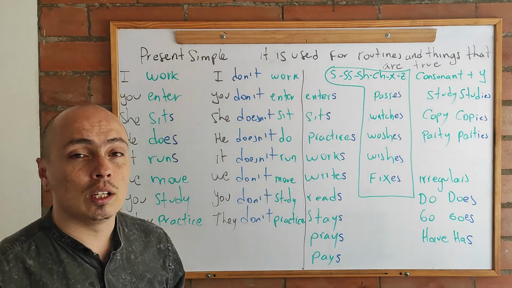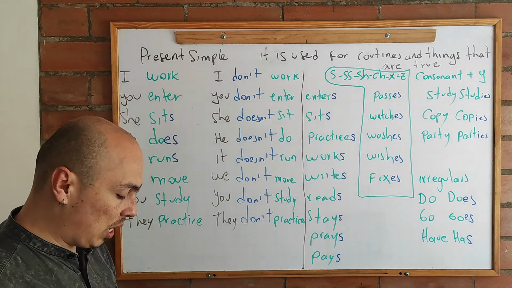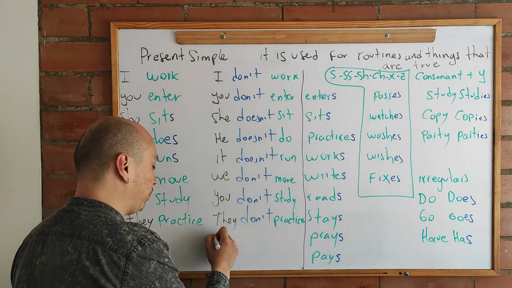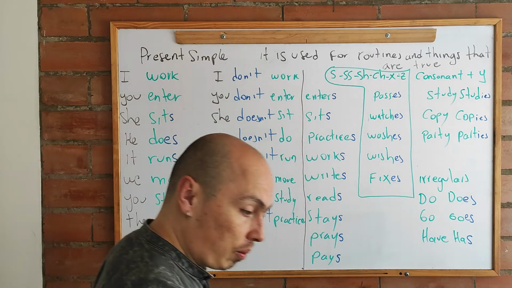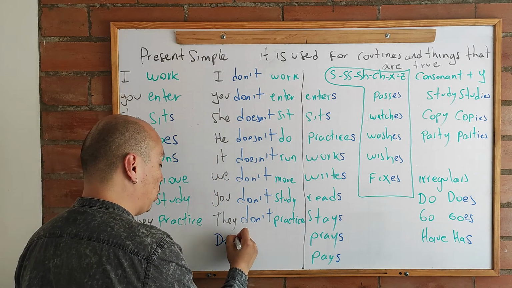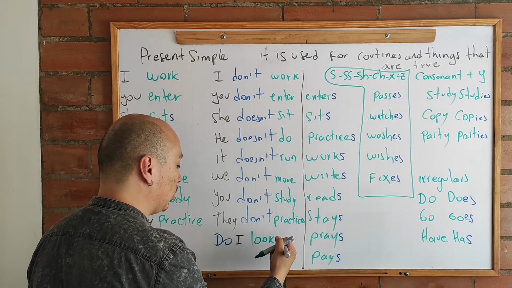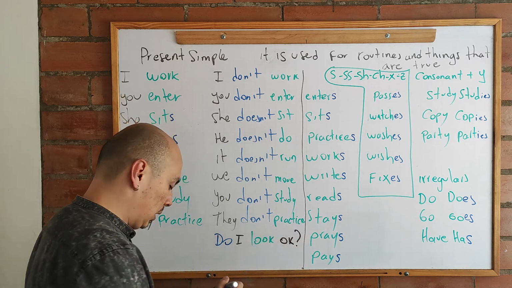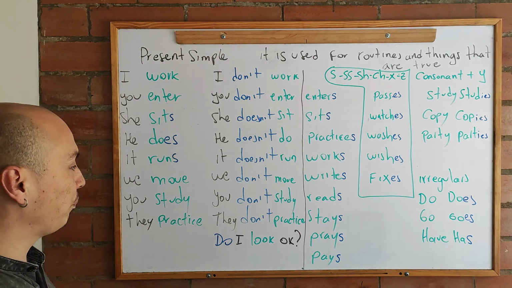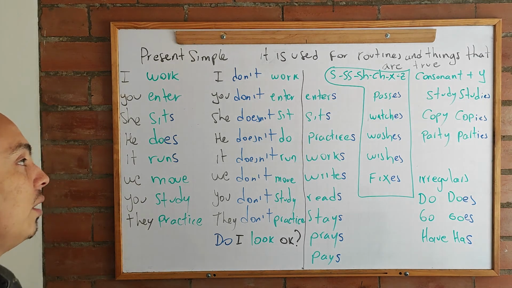The same happens with the questions. In the questions, you are going to have first the auxiliary, then the subject, and then the verb. So for example, you are going to say, do I look okay? Do I look okay? Like that, okay? Very good. So this is the present simple of every other verb.